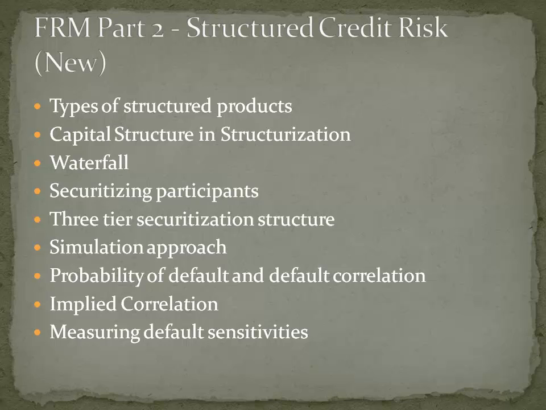So there are different types of structured products available in the market, like convertible bonds, mortgage pass-through securities, collateralized mortgage obligations, structured credit products, and asset-backed securities, and they could vary along different dimensions.